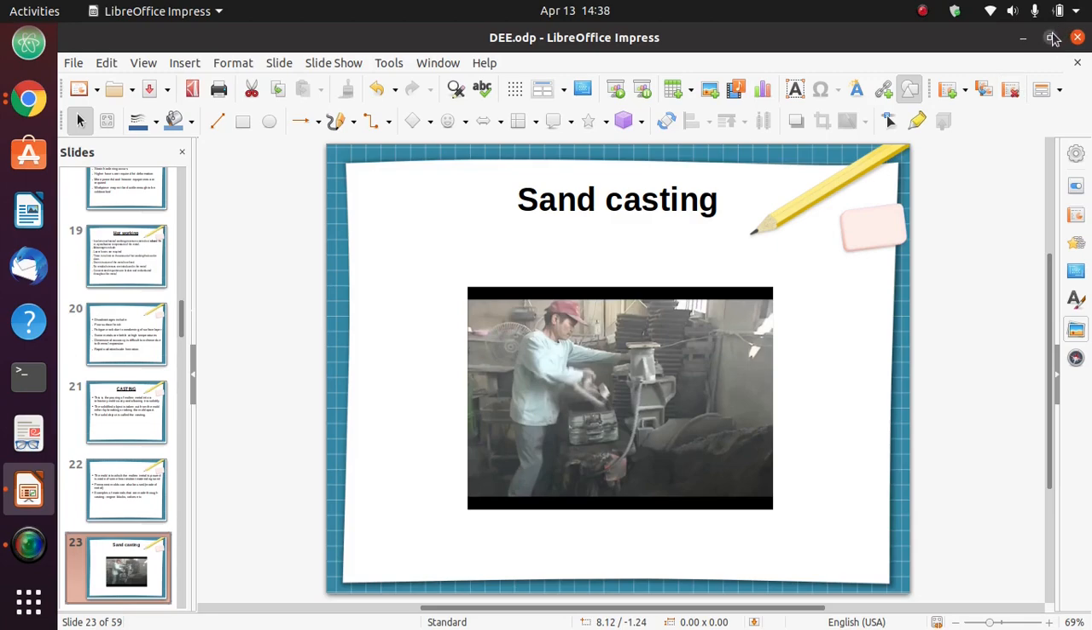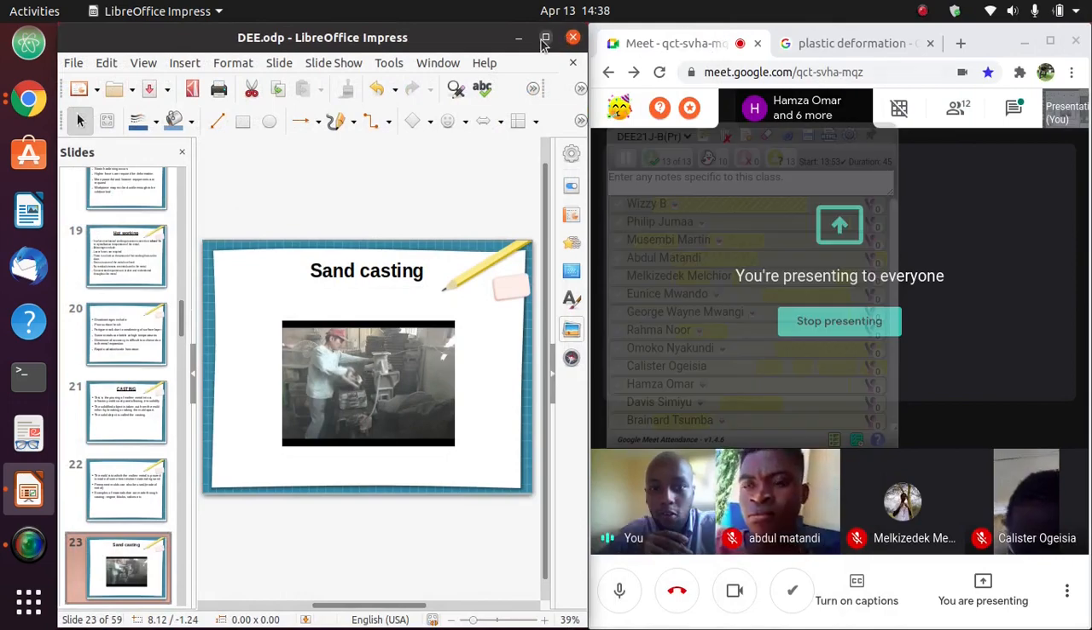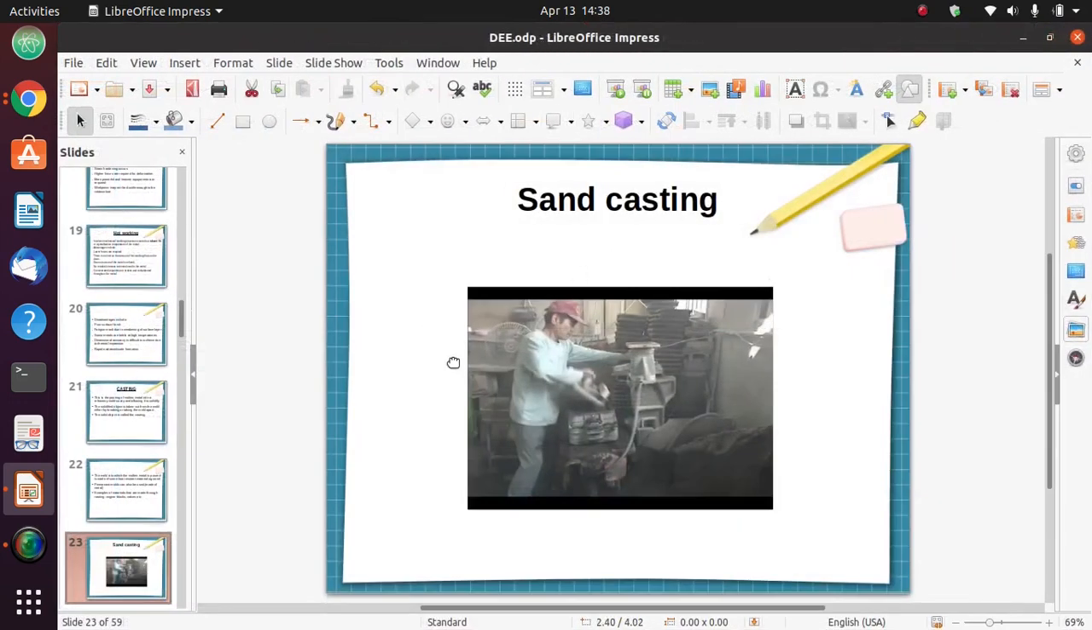Sana sana, this is the process that we use if you're making, let's say, materials ama things that are difficult to machine. Ni ngumu sana uende kwa workshop ukachukue machine ukaanza kuchonga chuma ukapata labda engine block. So you will make that mold.